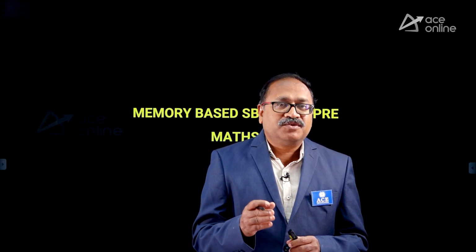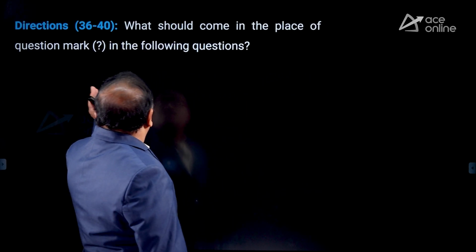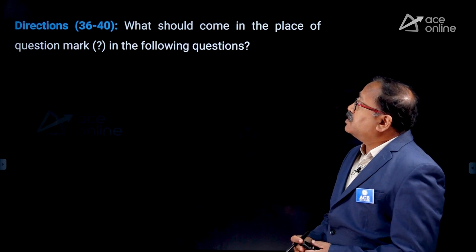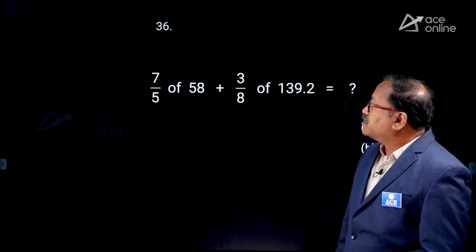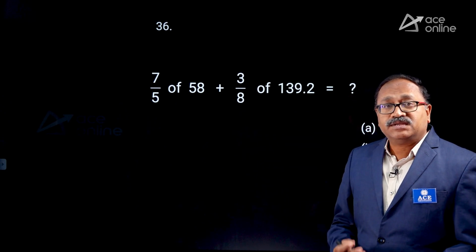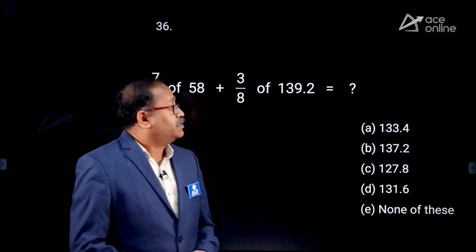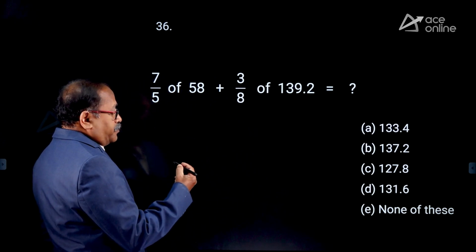Today's class we will discuss the State Bank of India Clerk Prelim exam of 2016, Quantitative Aptitude section. So let's begin over here. You can see the question: what should come in the place of question mark in the following questions. These are simplifications, and as you know, there will be 5 to 10 questions of simplification. So let's look at this one.